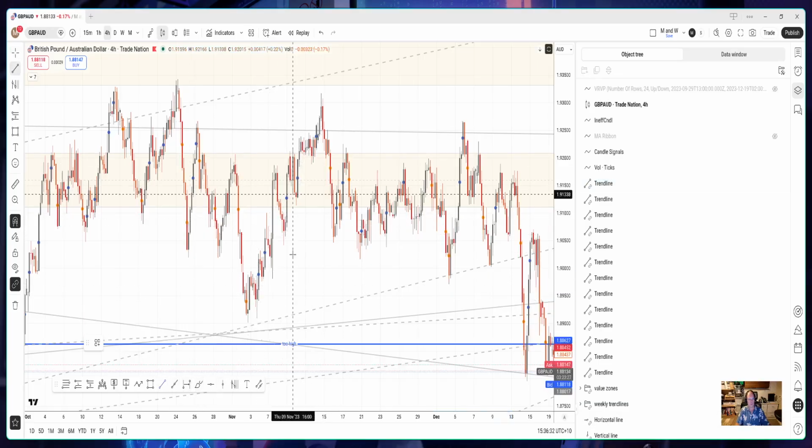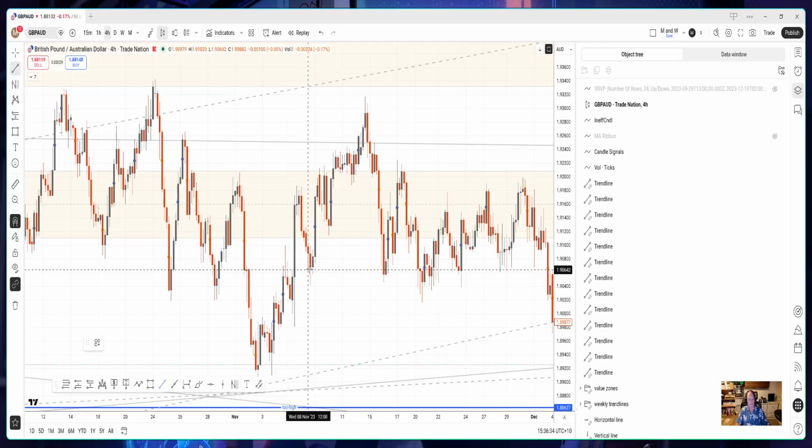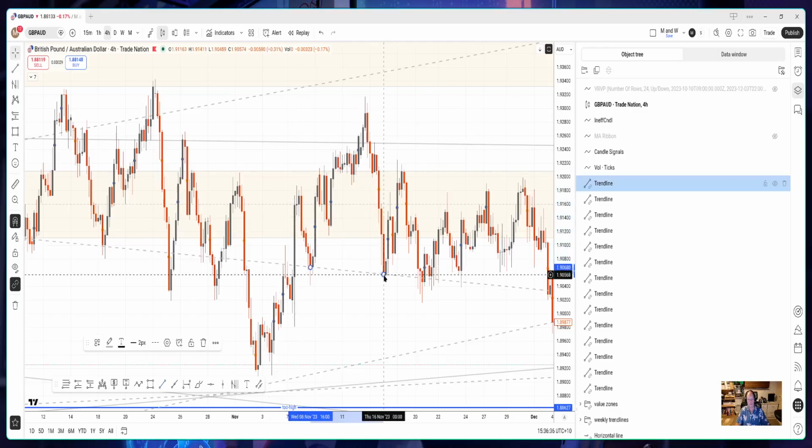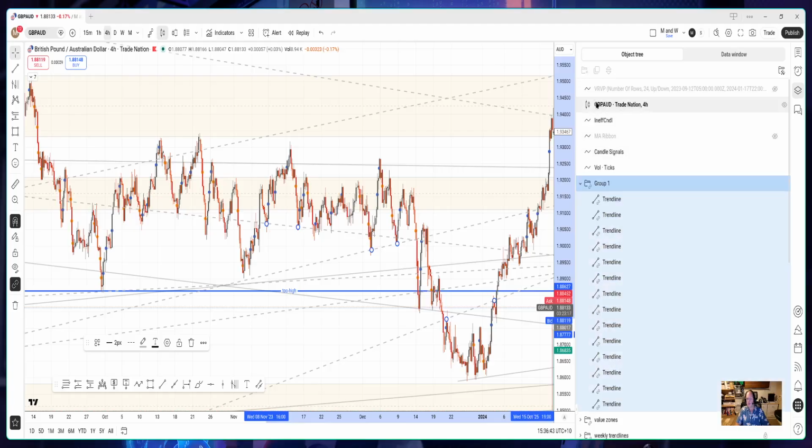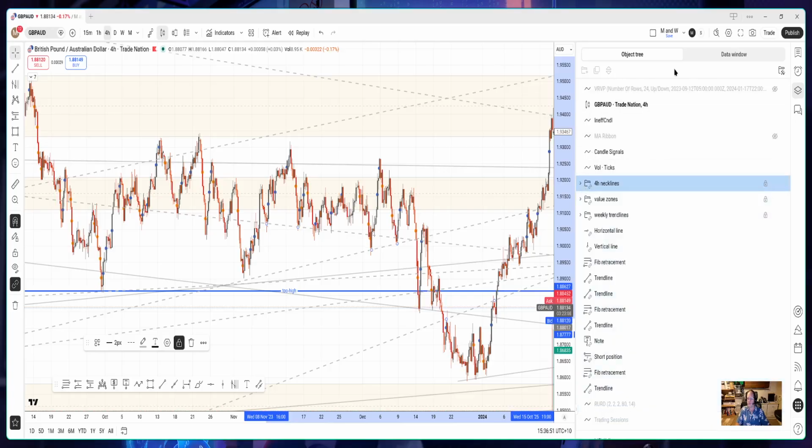I'll just record both. I mean, they're both legit. So this is how it goes, the pattern. So now we close all of those. I mean, group them in a box. 4H necklines. And now this chart is seriously annotated.